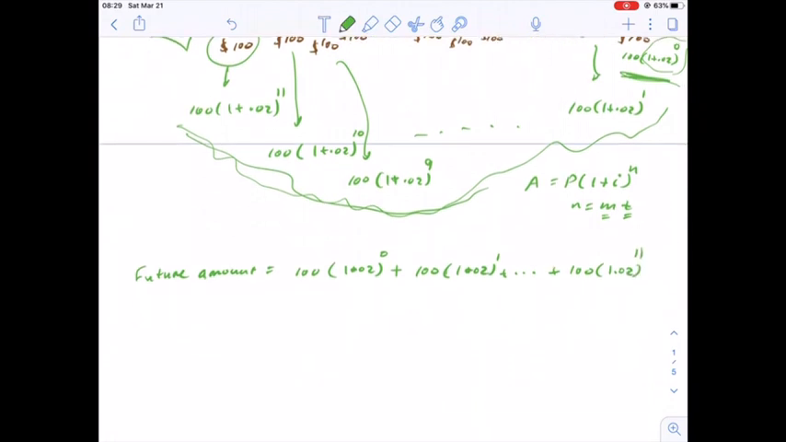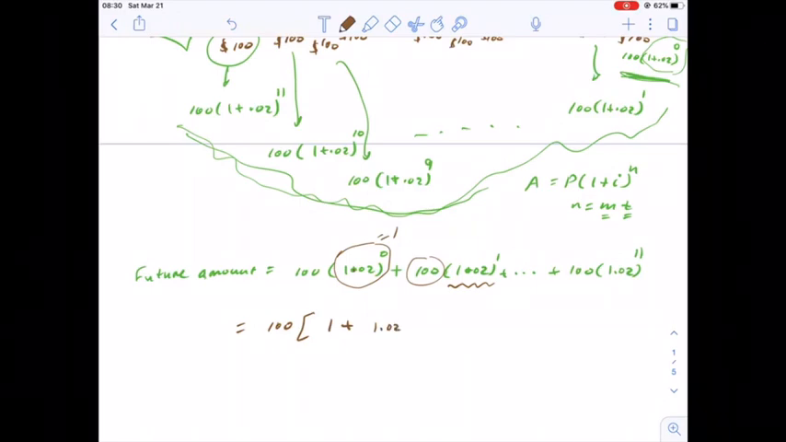So the sum of these, instead of finding the sum by adding all these values, we can make some mathematical simplifications. So let's take 100 as a common factor. The first term, 1.02 raised to power 0, is equal to 1. Any number raised to power 0 is equal to 1 except 0 itself. So we have 1 plus. Now if we take 100 as a common factor, we are left with 1.02 to power 1 plus 1.02 to power 2, up to 1.02 to power 11.